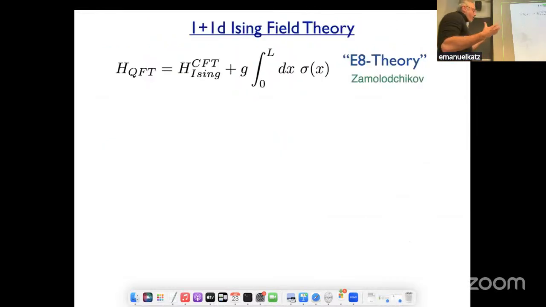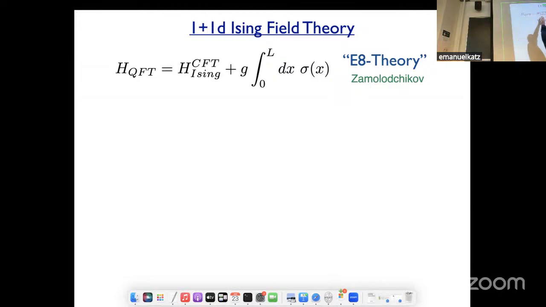And so I want to show you this in an example, which is atypical for a quantum field theory description. However, it is an example that is very interesting from the perspective of condensed matter and systems that one can engineer in the lab. And it's related to something called the Ising field theory.